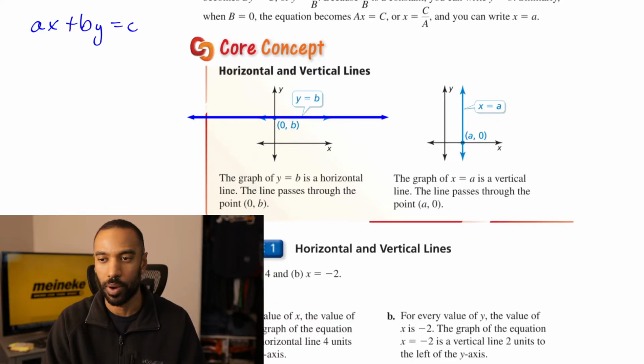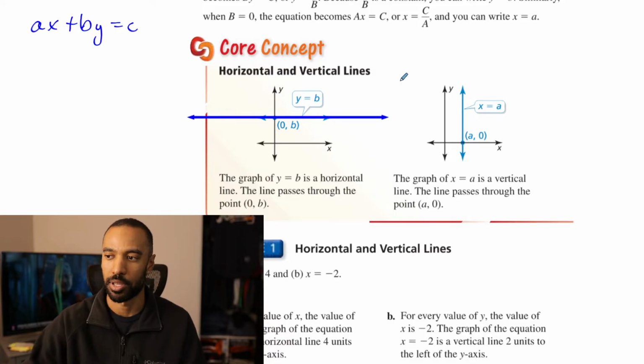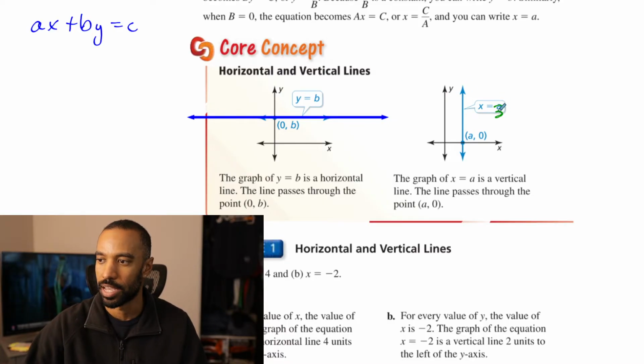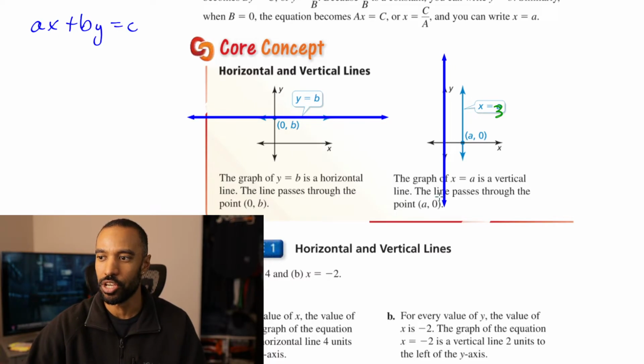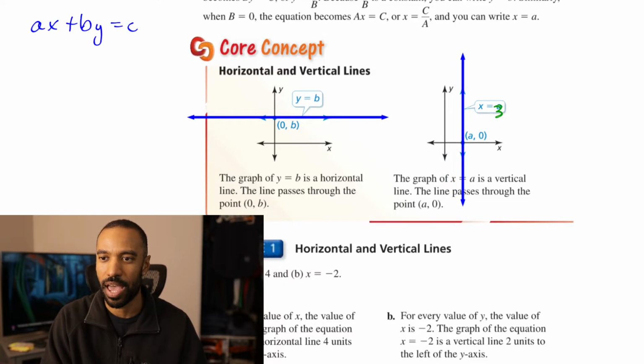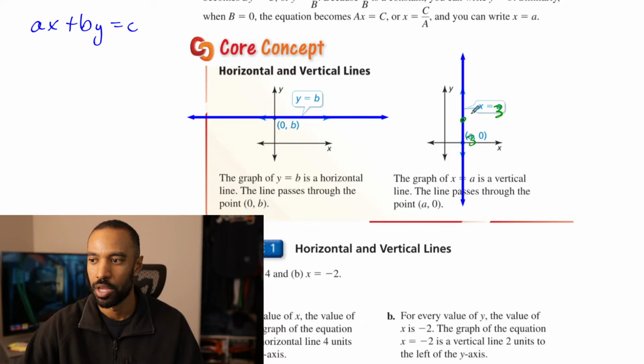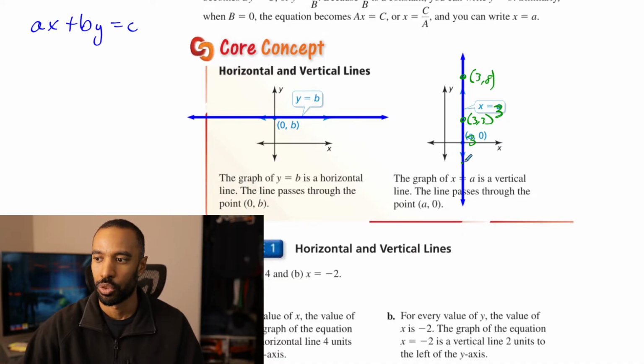Now, x equals equations are the exact opposite. X equals equations are exactly the same x the entire time. Let's say this was x equals 3. X equals 3 here. Mr. Robinson, I thought that x's go left and right. They do. Starting from the y-axis, we can go right 3 units over, 1, 2, 3, boom, and then we have all of the values of x that are 3, including (3, 0), (3, 3), (3, 8), (3, negative 2).